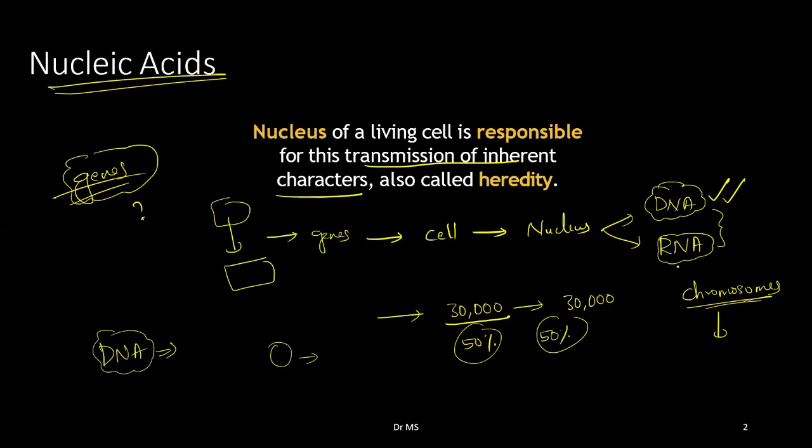And why do we not select the RNA? Because DNA is more stable chemically and physically compared to RNA. RNA keeps on changing continuously, and that causes mutations. Whereas DNA is chemically very stable. So this is why nature has selected the DNA. Okay, so we'll be studying all these nucleic acids in this class.